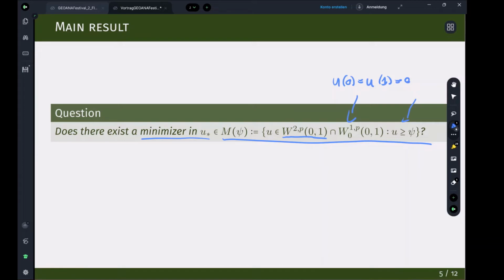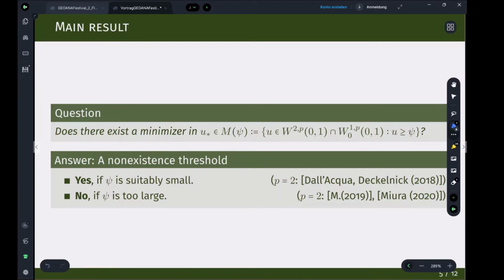Notice that I can actually evaluate this u pointwise because W^{2,p} embeds into C^1 by Sobolev embedding, and also at the boundary points this can be evaluated. Okay, so this is the question, and here's the answer. So for small obstacles, there exists a minimizer, but if the obstacle becomes too large, minimizers stop existing.